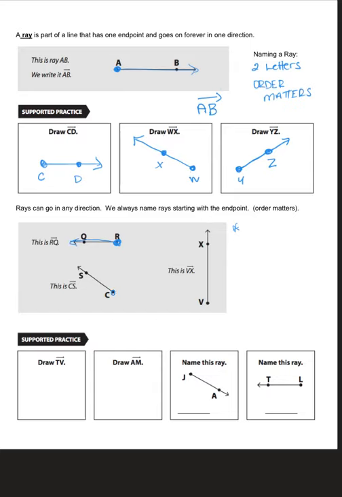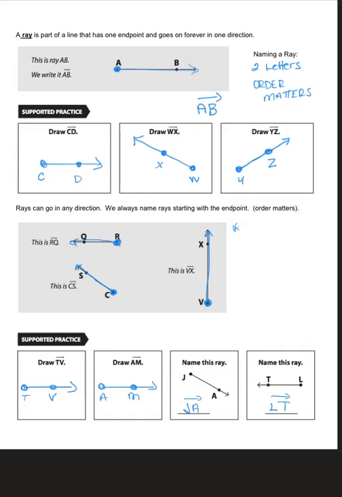Looking at the next one, this one starts at C and has to go toward S because it's CS. And on the last one here, we have to start at V and we go toward the X. So this is ray VX. And then we have some examples down here. So again, this says draw TV, so ray TV, draw ray AM, and then you have to name the last two rays. So I do want you to take a few moments to do those 4 examples for me.